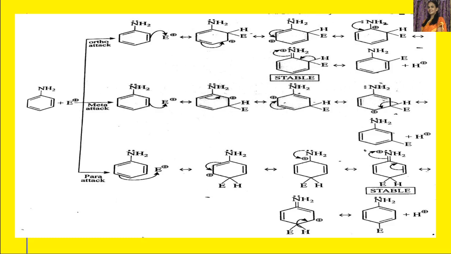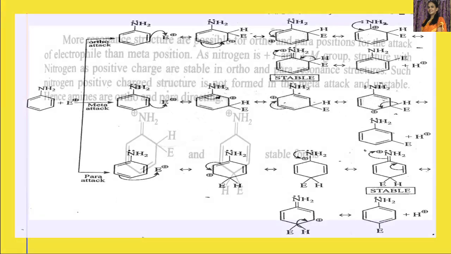Therefore, when an amino group is present on the benzene ring initially, it directs the incoming electrophile to either the ortho or para positions, forming ortho and para disubstituted products. Okay.